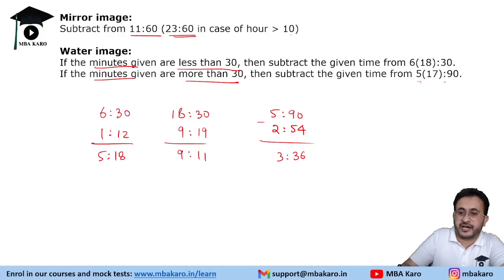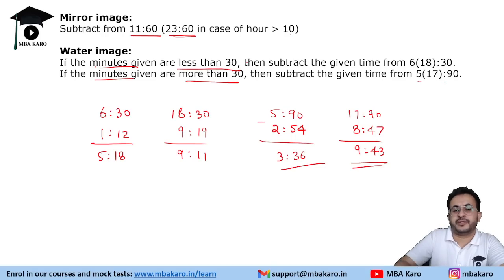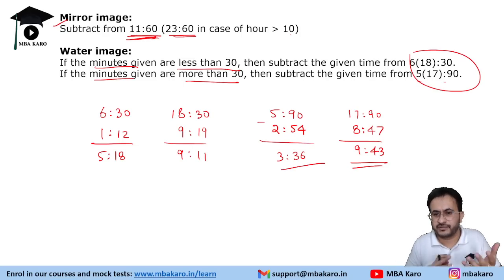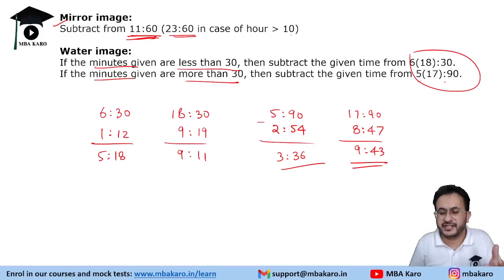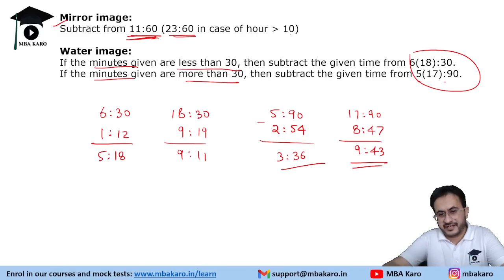If we are given r also greater than 6, so minute and hour also we need to consider. Suppose we are given that the time is 8:47. So we will subtract from 1790. We will get 9:43. Okay. So remember these things. Mirror image 1160 and it is 6:30 or 5:90 depending on, like 6:30, 18:30 depending on the hour and minutes, and 5:90 or 17:90 again.